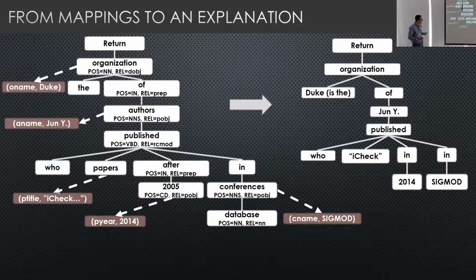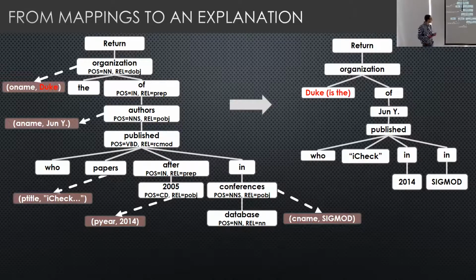And we do that based on the semantic information given to us by the dependency tree, namely the part of speech and relationship. Based on this information, we augment the dependency tree of the natural language query to convert it into an explanation tree by either adding the mapped value as a new node in the tree or replacing the word with the value mapped to it.